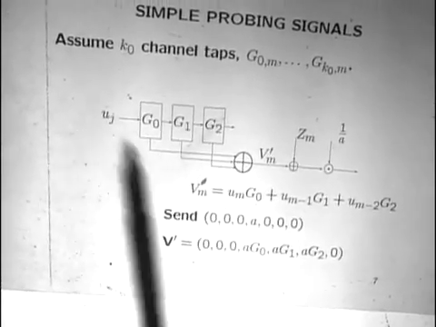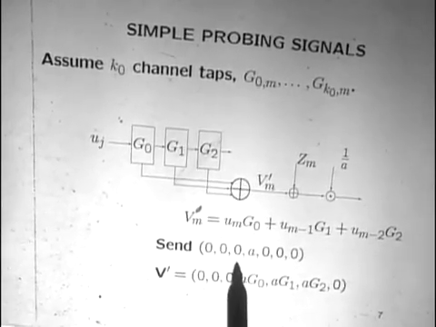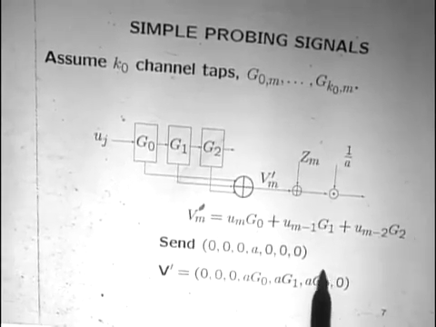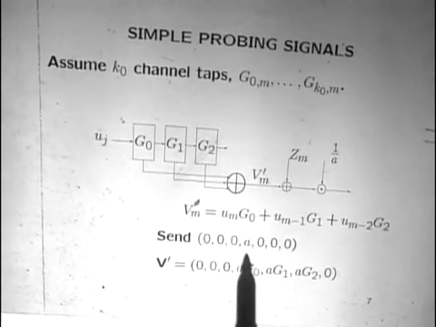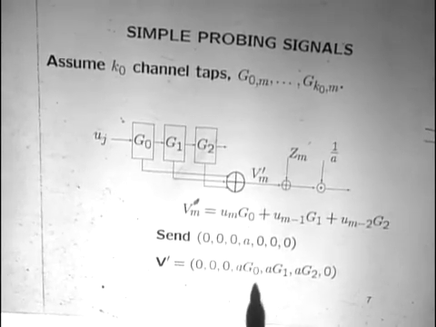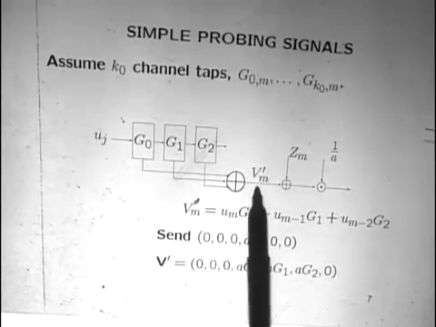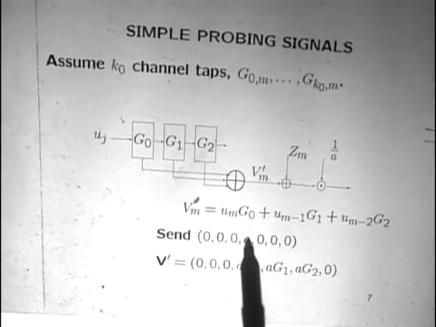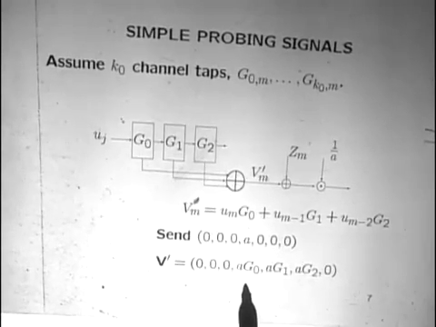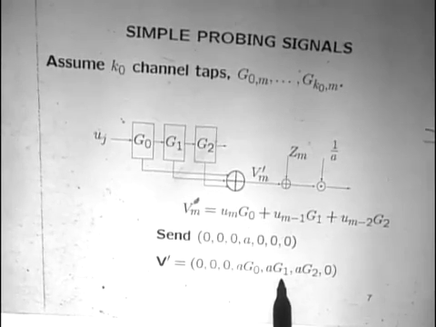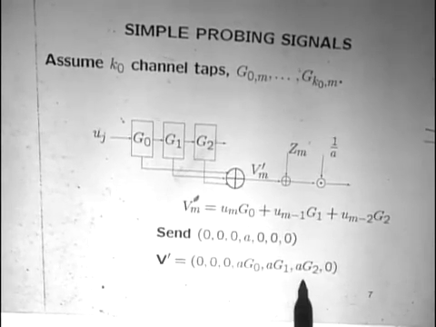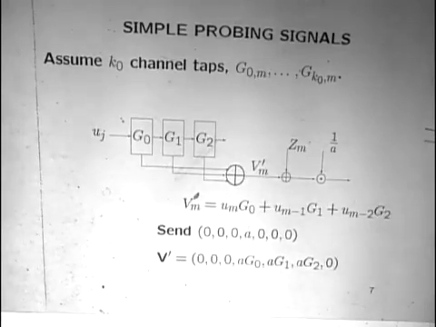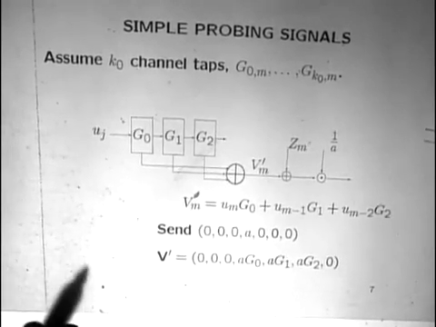Okay, so suppose that what we send now is a bunch of zeros followed by a single input followed by a bunch of zeros. What comes out? Well, at the point that this big input comes in, we get A G0 out at the time that you put in A. I mean, we're leaving out propagation delay here. We get A times G1 the next epoch, and we get A times G2 the next epoch, and by that time the input is completely out of the filter, and we get zeros after that.